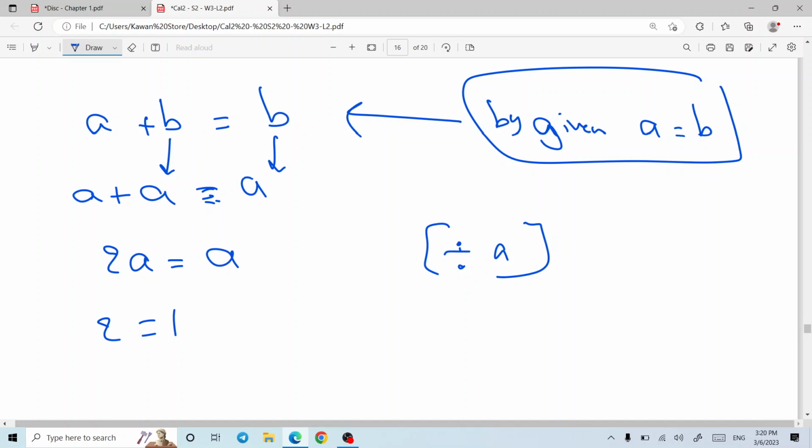Because we need the proof to be wrong. Give me the mistake. When you divide by A on both sides, in that case, A would be 0, and you can't divide by 0.